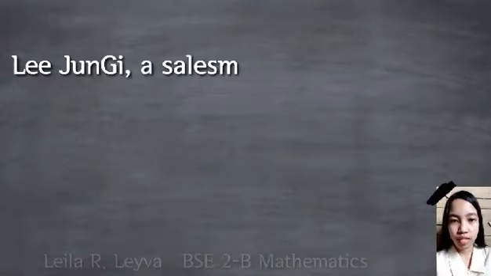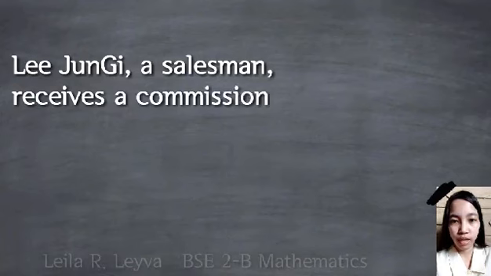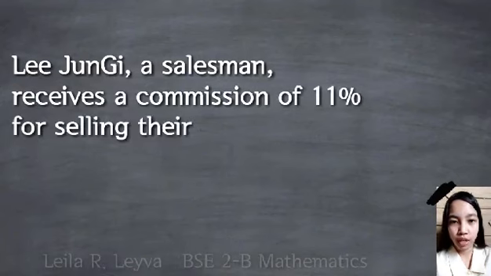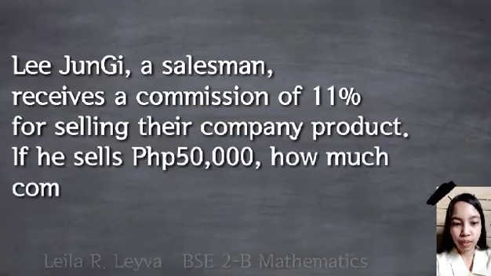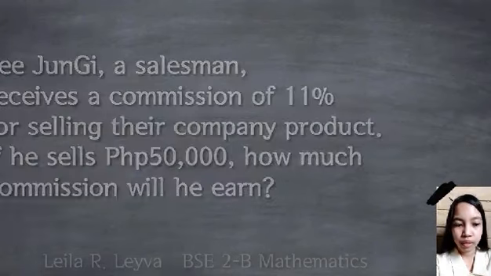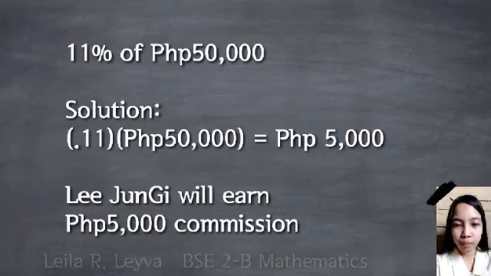A salesman received a commission of 11% for selling their company product. If he sells 50,000 pesos, how much commission will he earn? We get the 11% of 50,000 pesos. We convert the percentage to decimal, that is 0.11, and then multiplied by 50,000 pesos, we'll have 5,000 pesos. So now, he will earn 5,000 pesos commission.